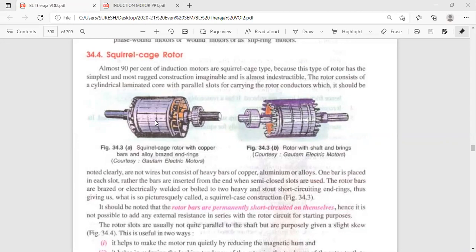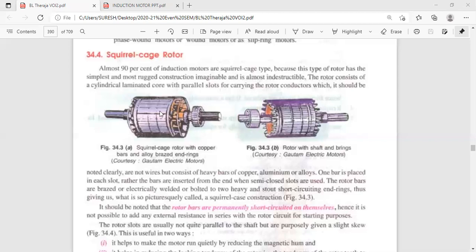The rotor consists of a cylindrical laminated core, which is iron pieces. In that there are parallel slots. We keep in that only copper bars, not coils. One bar is placed in each slot. Rather, the bars are inserted.